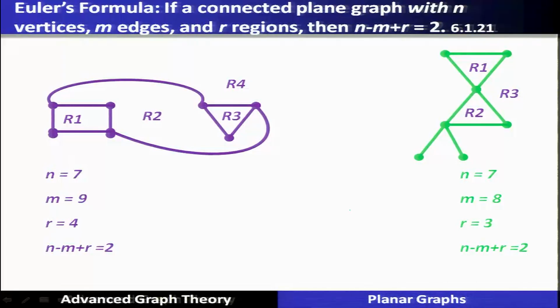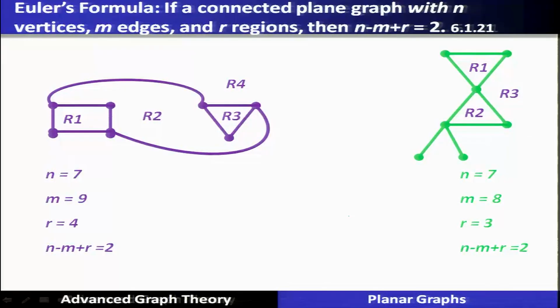Euler's formula: if G is a connected plane graph with n vertices, m edges and r regions, then n minus m plus r is equal to 2. This particular formula is well known as Euler's formula for plane graphs. So it states that for a connected plane graph having n vertices, m edges and r regions, this formula will be satisfied: n minus m plus r is equal to 2.